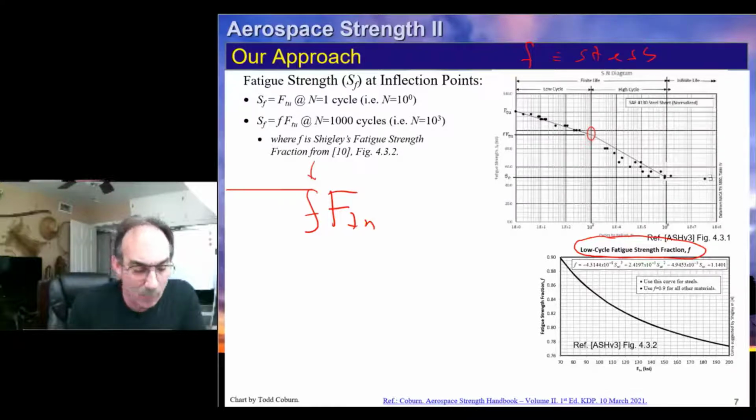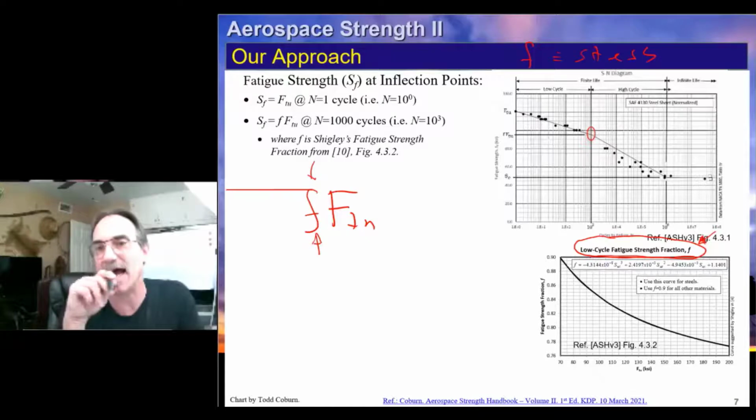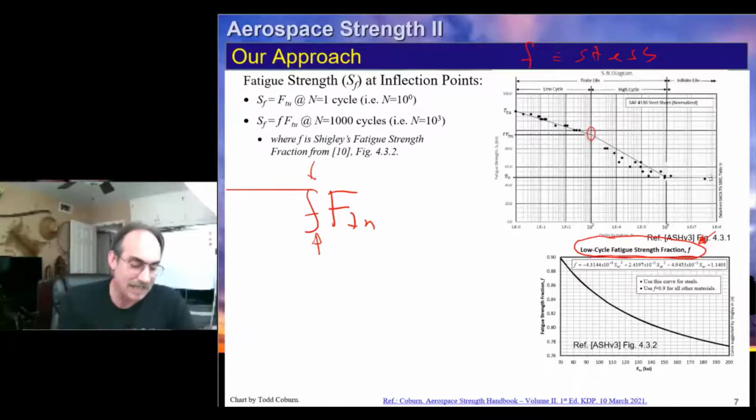And now you're finding that we're also using F for this low cycle fatigue strength factor. The reason we're doing this is because that was what Shigley does. I still haven't changed that. I should change that to a different number because this is really confusing. Is that a stress? No, that's a factor. You got it? Okay.